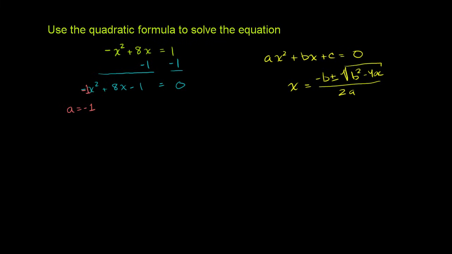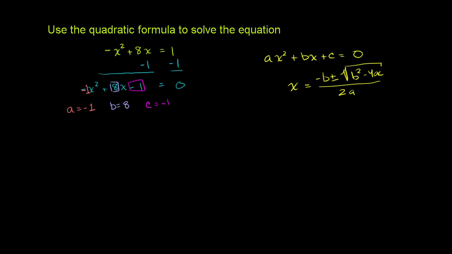B is equal to 8. That's the 8 right there. And c is equal to negative 1. That's the negative 1 right there. So now we can just apply the quadratic formula.